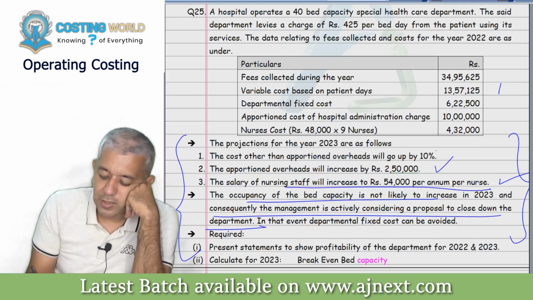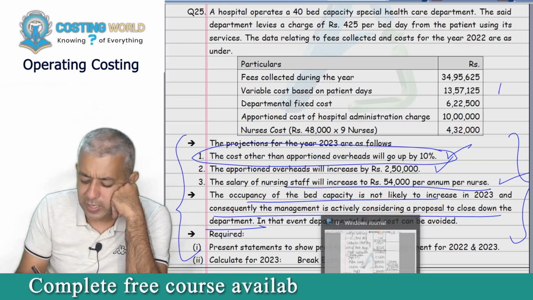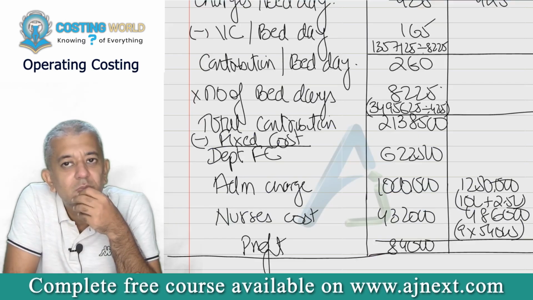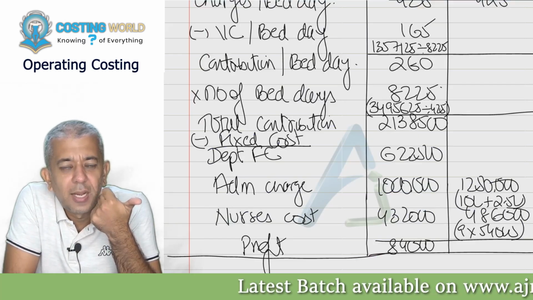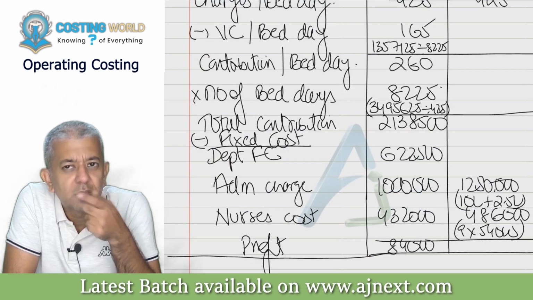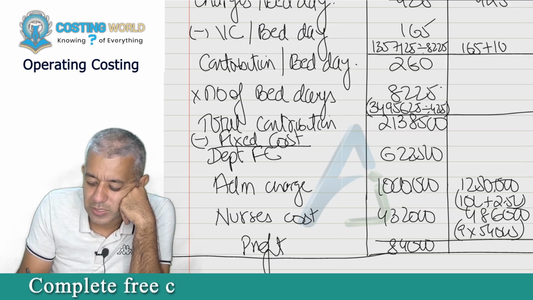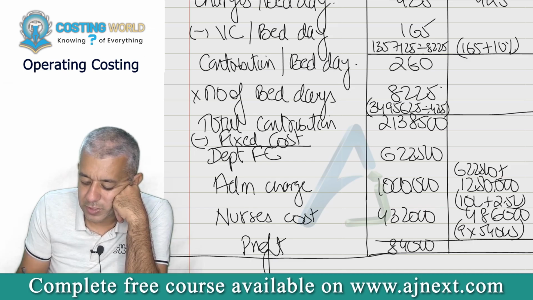Now can we say the cost other than apportioned overheads will increase by 10%? Now you tell me, this particular line you have applied to what? Variable cost and departmental fixed cost, I guess? Yes, sir. Okay, so it was 165 plus 10%, 622,500 plus 10%.